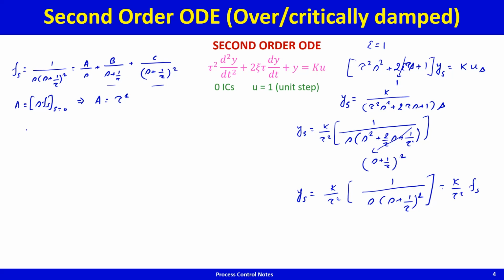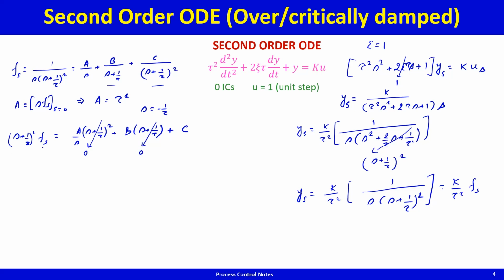In order to get C, multiply by (s plus 1 by tau) whole squared on both sides, and what you will get is (s plus 1 by tau) whole squared times F(s) is equal to A by s times (s plus 1 by tau) whole squared plus B times (s plus 1 by tau) plus C. And you can see that if I put s is equal to minus 1 by tau, these terms disappear, and on the right hand side you are left with C.